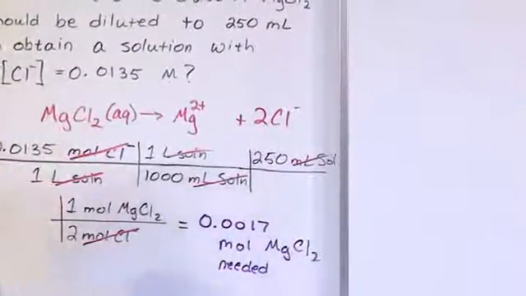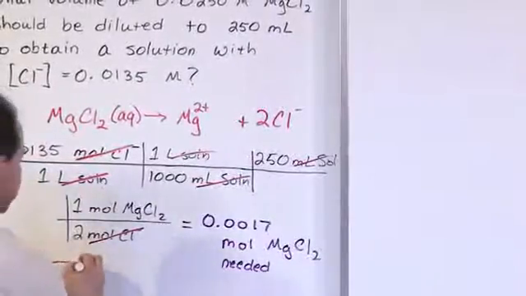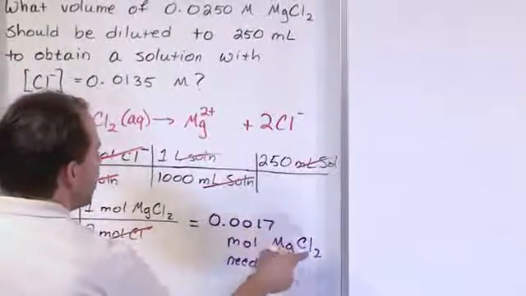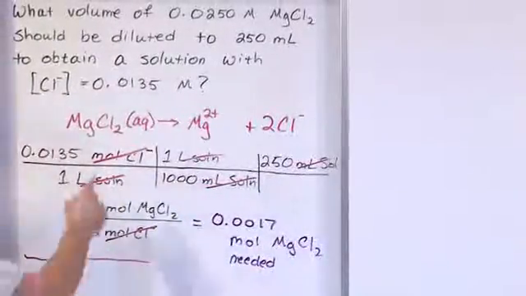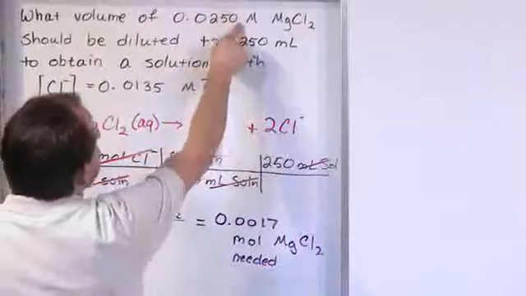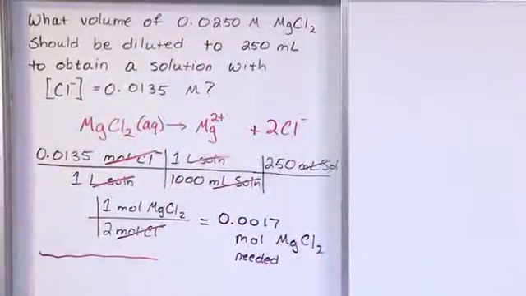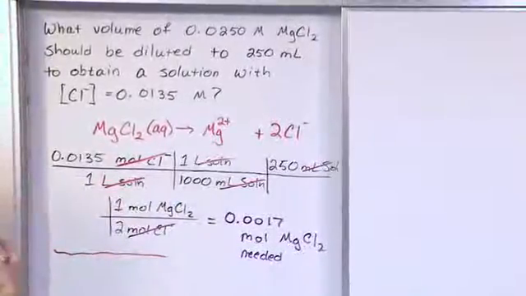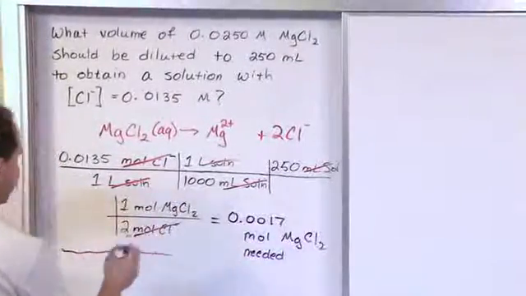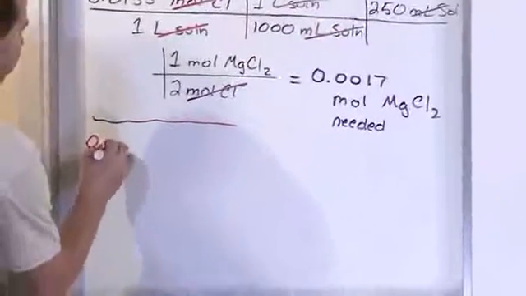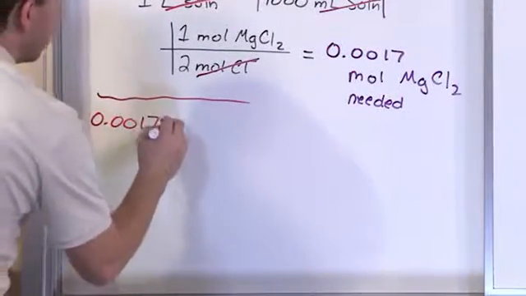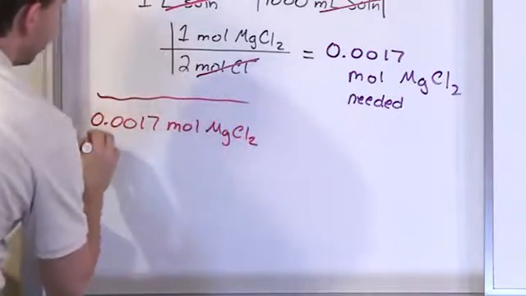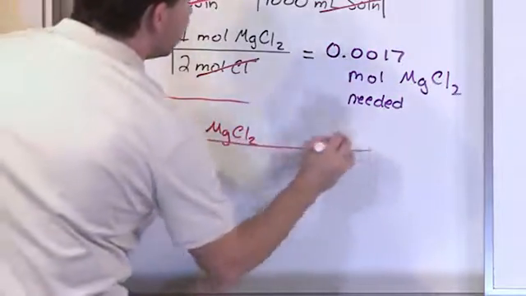So the next thing I do is I start with what I have here and I try to calculate, okay, if I know how many moles of magnesium chloride I need, what volume of this specific molarity magnesium chloride solution am I going to need to actually pull it off? So again, if you don't in your head know exactly how to calculate it, just use your units. 0.0017 moles of magnesium chloride. That's what I've calculated, right?